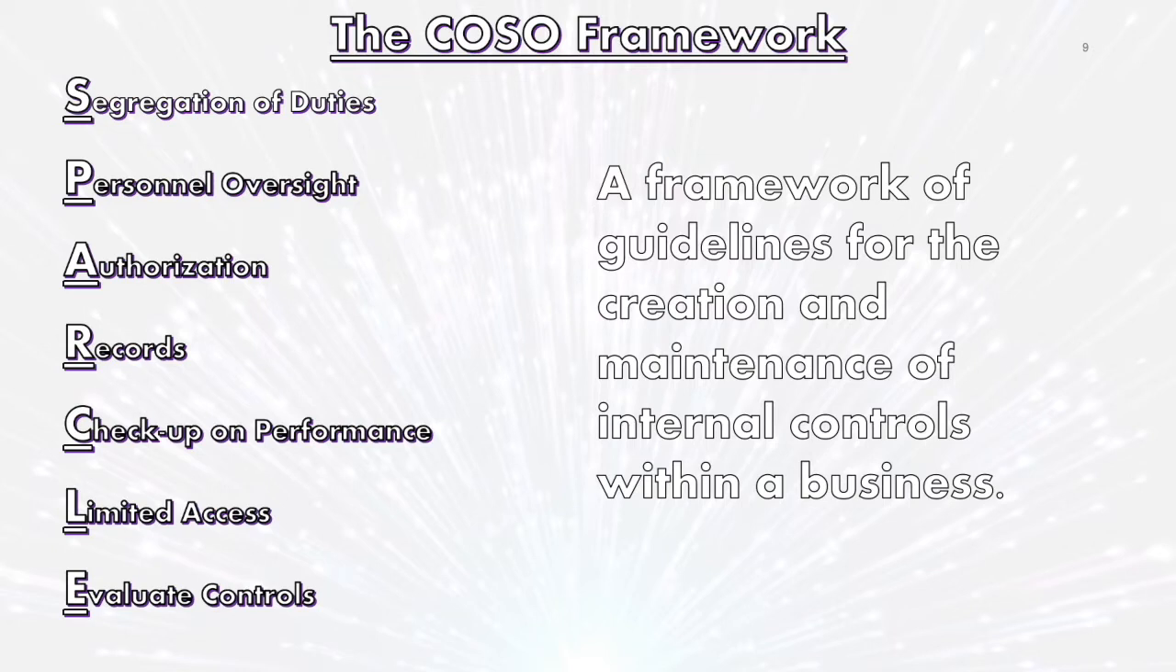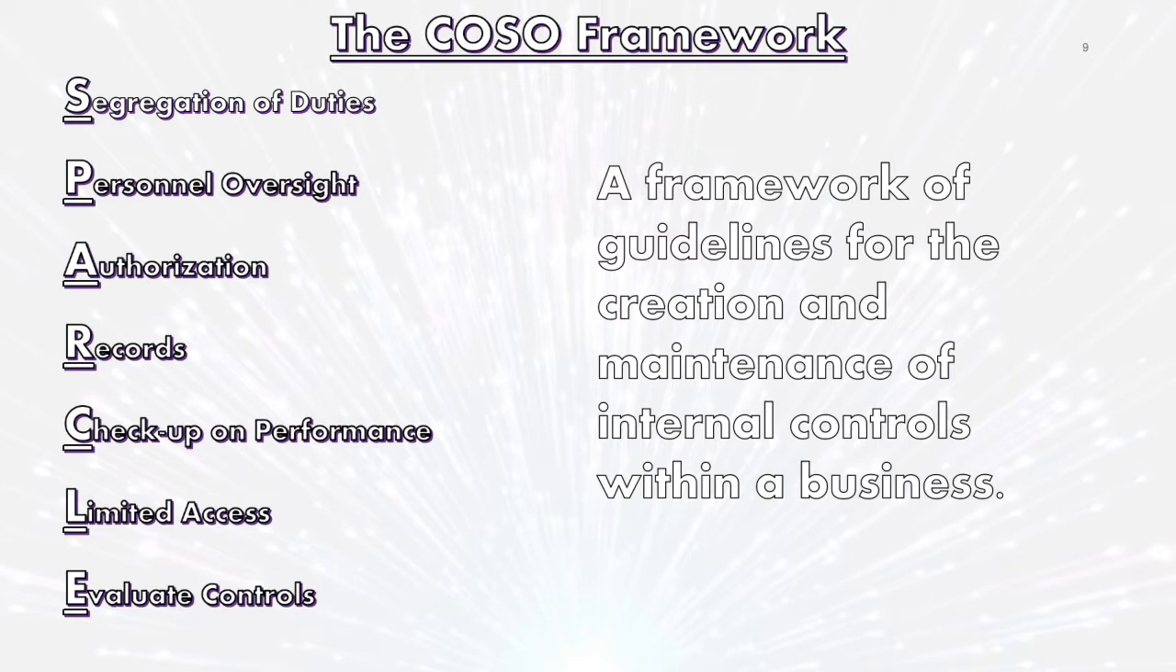P stands for personnel oversight, which checks up on each step of the process to ensure that its status indicates completed or cleared. This ensures that processes such as the sales process flow smoothly. A stands for authorization, which ensures that authorizations by the correct individual are made for each step of a process. R stands for records, which enable users to confirm that the correct records, such as ledger entries or receipts, exist for each step of the sales process.